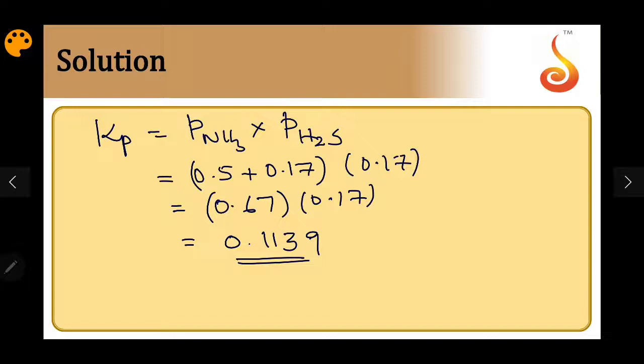In the options, if you see, the nearest answer is 0.11. So the answer should be 0.113 atmosphere square. So we'll go to the options.